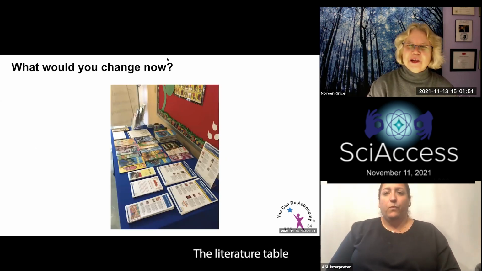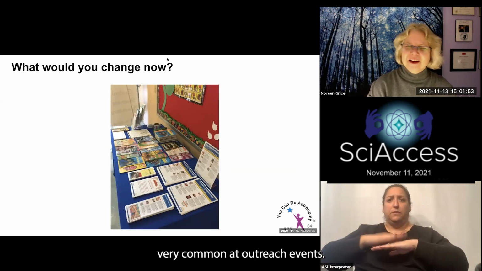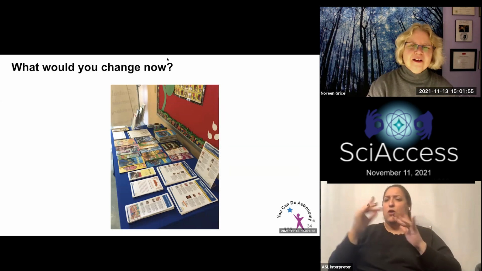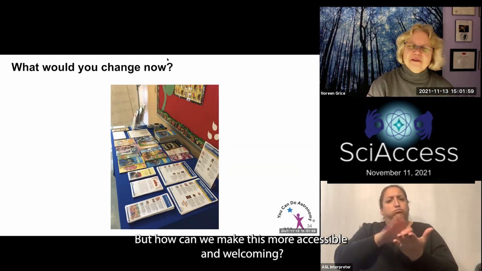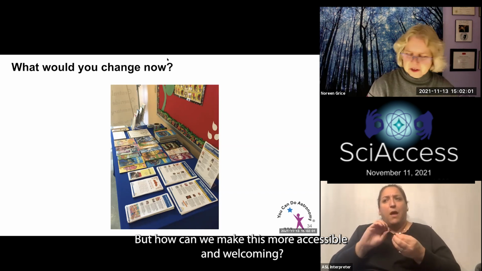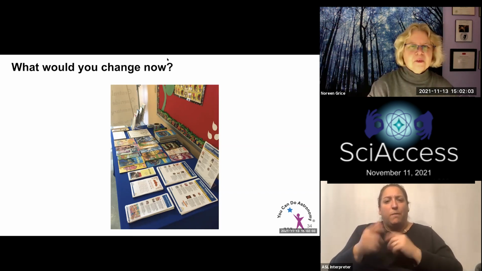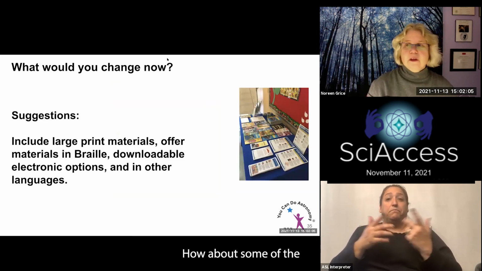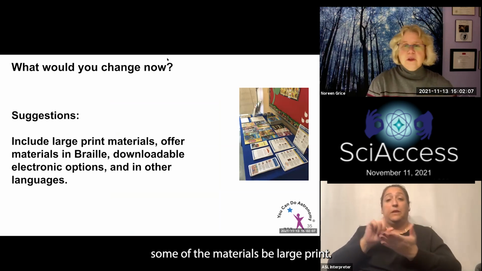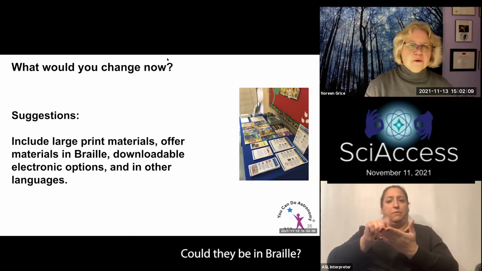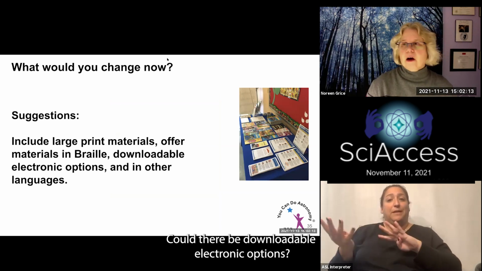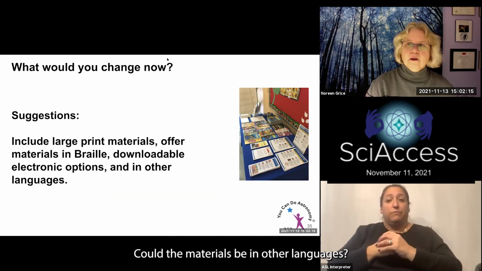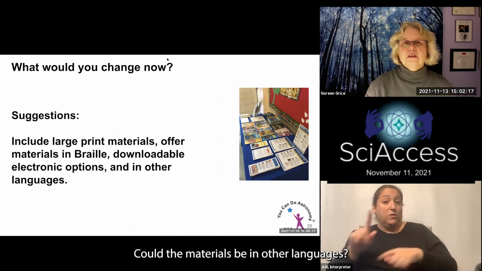The literature table, very common at outreach events. Well, the pages are neatly stacked, but how can we make this more accessible and welcoming? How about, could some of the materials be large print? Could they be in Braille? Could there be downloadable electronic options? Could the materials be in other languages?